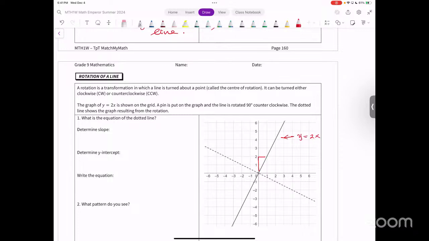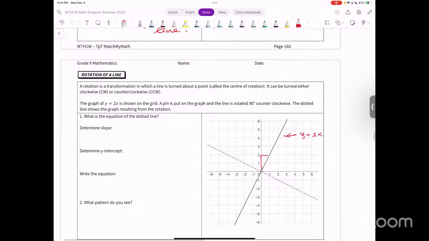A pin is put on the graph and the line is rotated 90-degree clockwise. So clock moved this way. So what they did, they simply moved this 90-degree clockwise. What's the slope? Let's calculate the slope. The dotted line. Rise -1, run is 2, isn't it? Make sense? Y-intercept 0. Equation is -1/2 of x.